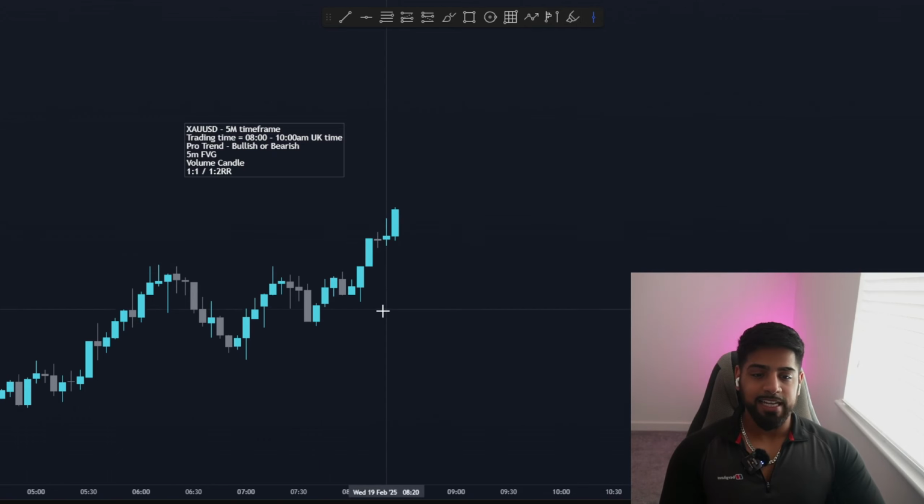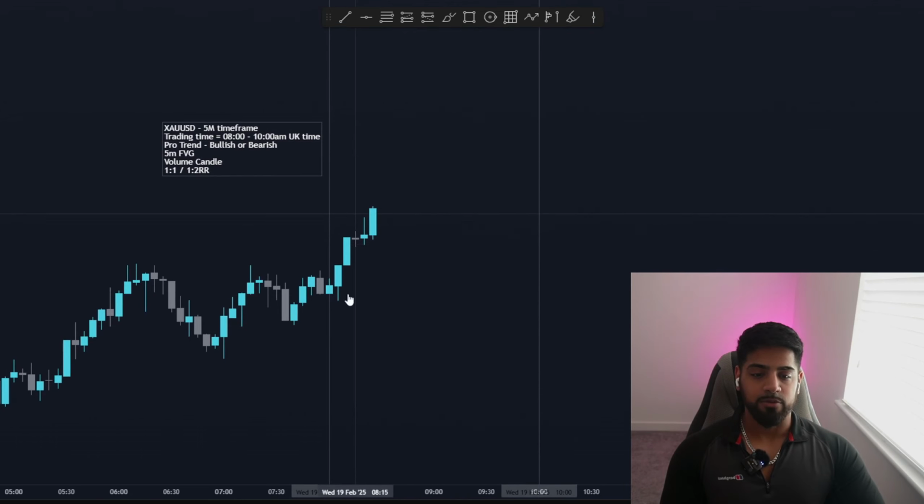So first, we're going to identify our trading time zone. So we're trading between the times of 8 a.m. and 10 a.m. UK time. So within this window is where we are looking for our setup. Before this time, we don't worry about what's happening. After this time, we don't worry about what's happening.